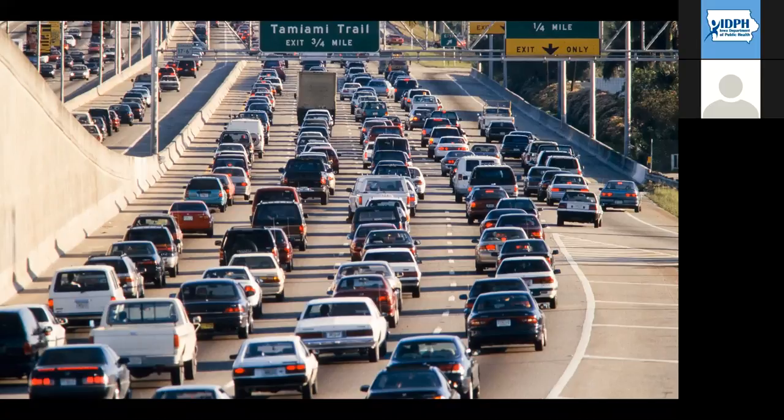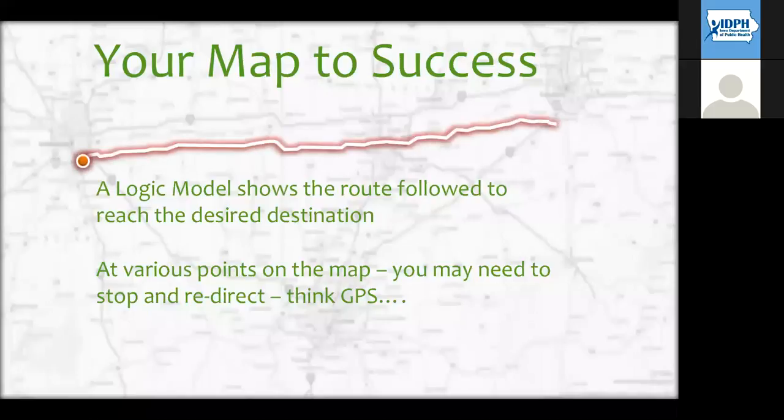It was really interesting because depending on what time of day I left work or home, depending on whether I had somebody with me so I could travel in the commuter lane, or depending on what exit I needed to get off to get something for dinner that night, I would change my path. That is exactly what a logic model does too. While a logic model is a roadmap, at various points you may need to stop and redirect. So think GPS or think a traffic jam.